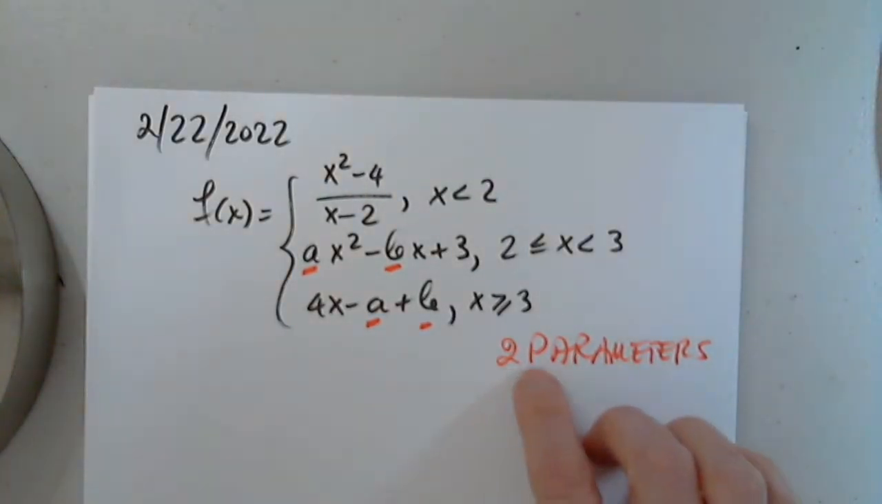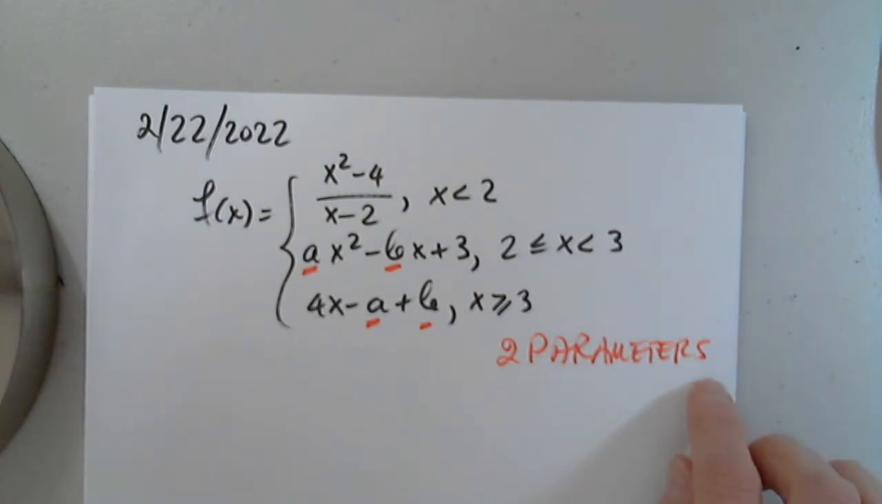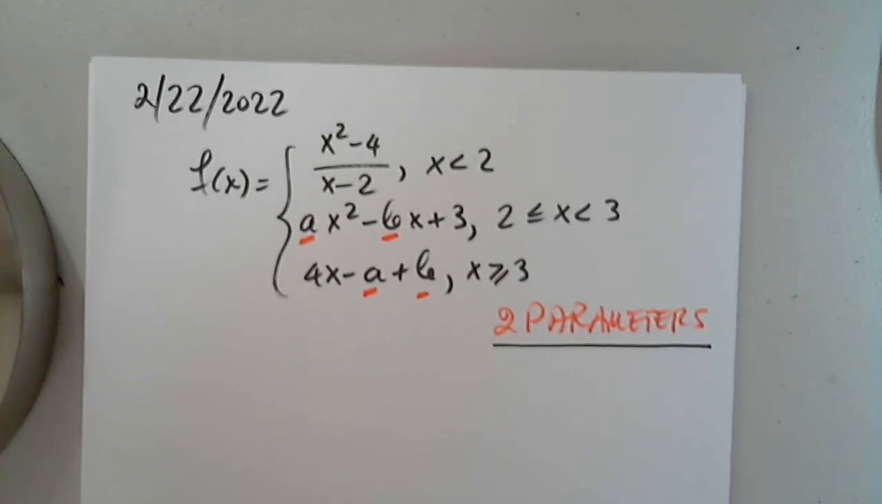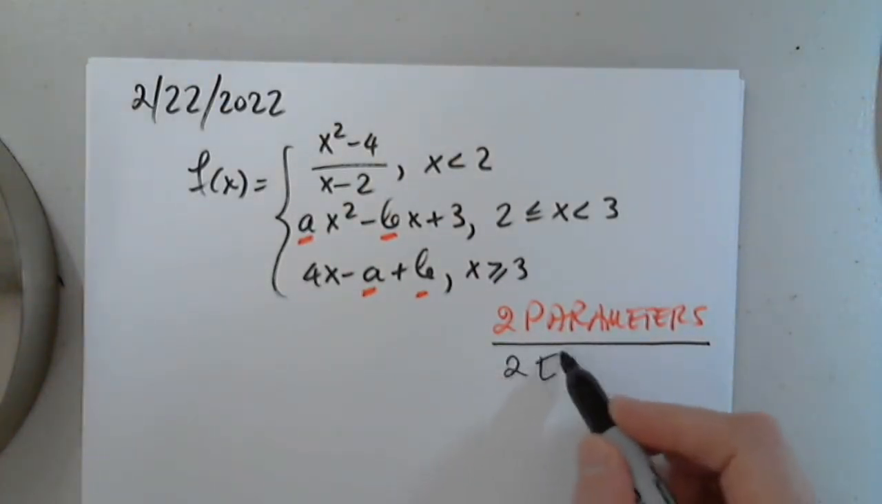Okay, what do you think we need if we have two parameters? How many equations? We'll need 2 equations. Of course. If we have two variables, we need two equations. If we have two parameters, the same thing. 2 equations are required.